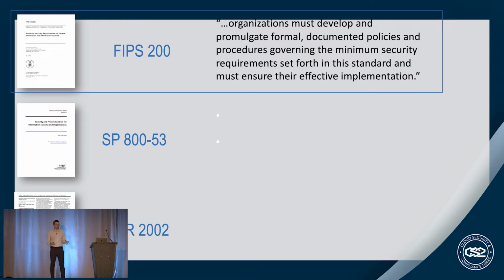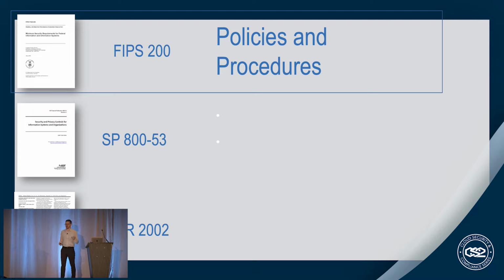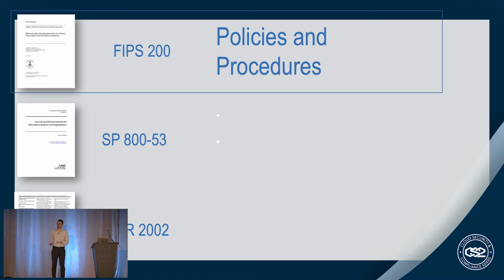Well, guess what controls are always marked as a high assurance control? Policies and procedures. So every -1 control from every NIST family is marked as a high assurance control. That should tell us something about their importance in our non-technical implementation.